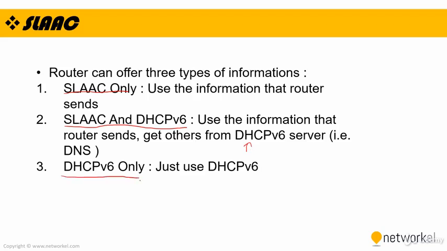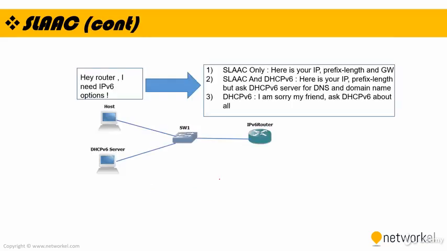And the third method is DHCP version 6 only. In this method, the router is saying, I'm sorry, I cannot offer you anything, just use the DHCP version 6 server to get all of your information.